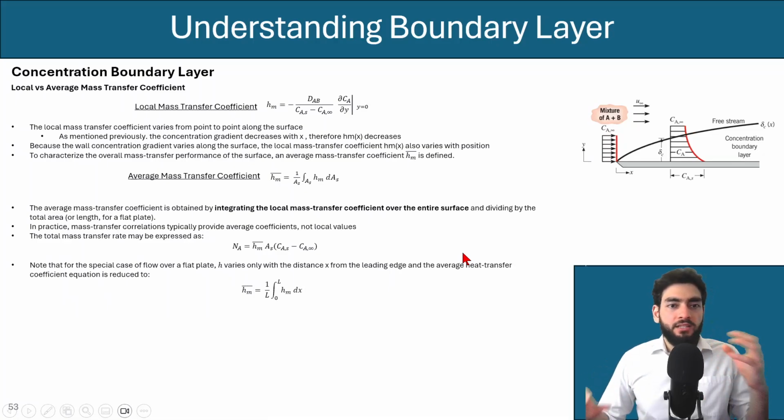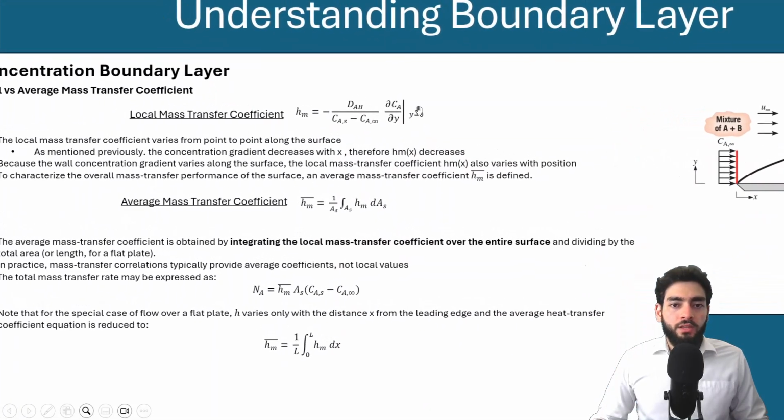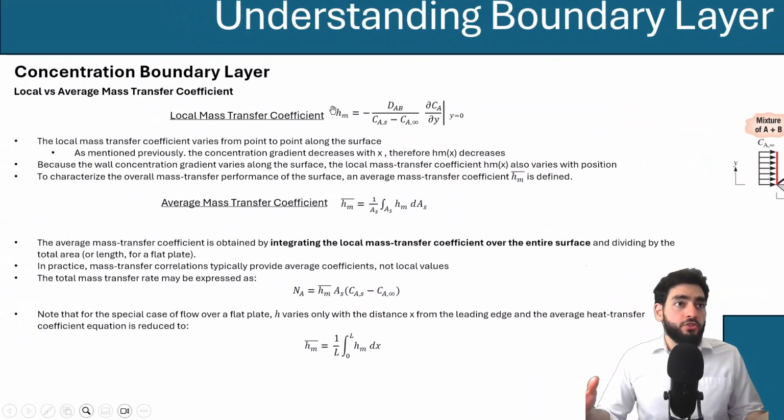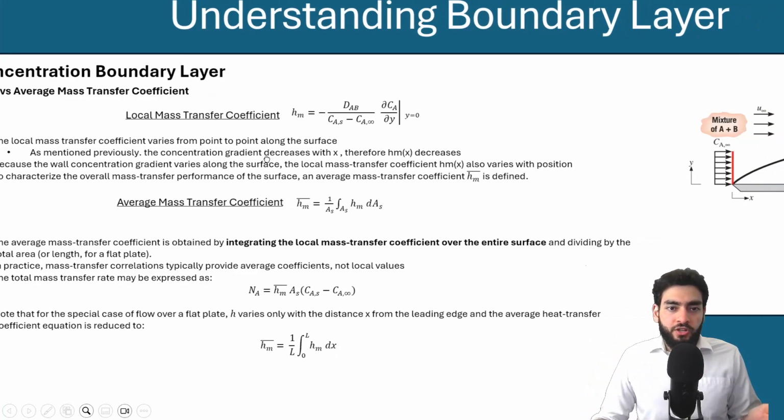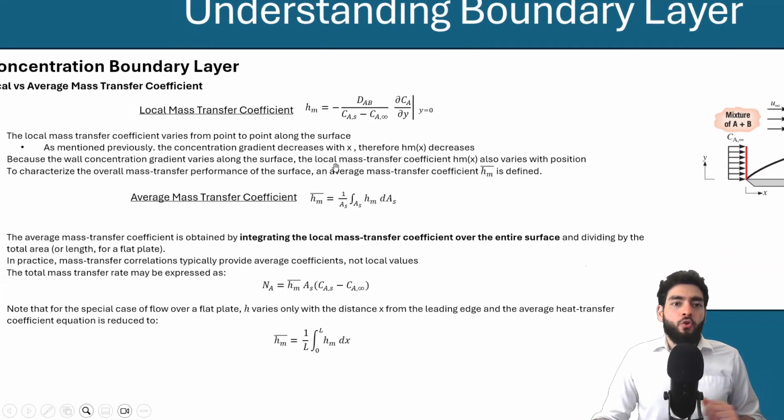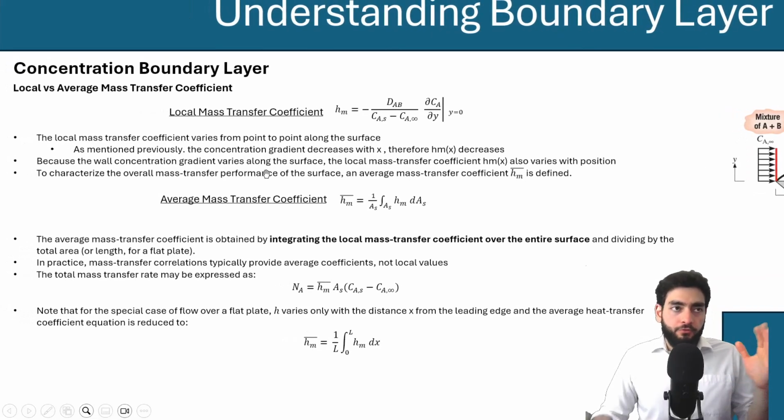Okay, so now let's look at the local versus average mass transfer coefficient. This is the local mass transfer coefficient that we just derived together. And we know that this local mass transfer coefficient varies from point to point along the surface. As mentioned previously, the concentration gradient decreases with x, therefore the local mass transfer coefficient would decrease the further down you go across the plate.